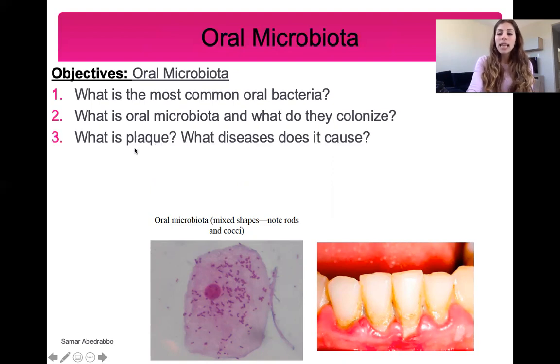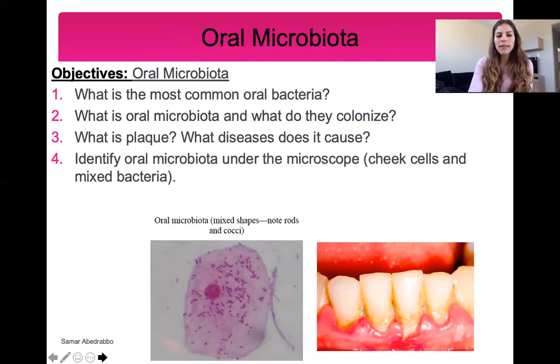What is plaque? Plaque is specifically a bacterial biofilm. And what disease does it cause? It causes dental caries, which are cavities, or periodontal disease. When we say periodontal, we mean gums. And I'll teach you guys all about it in the digestive system lecture when I get to that.